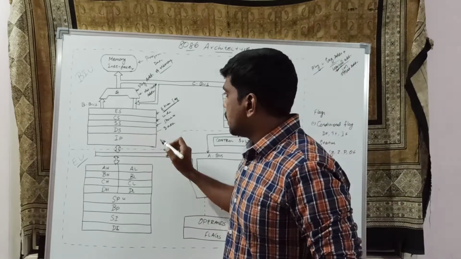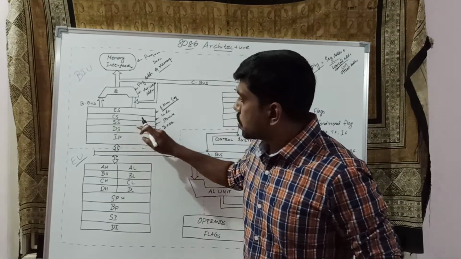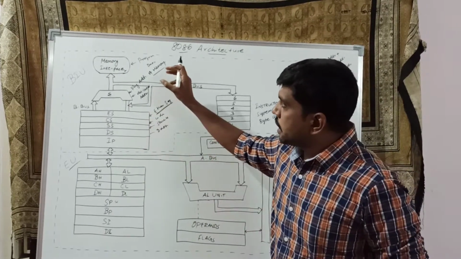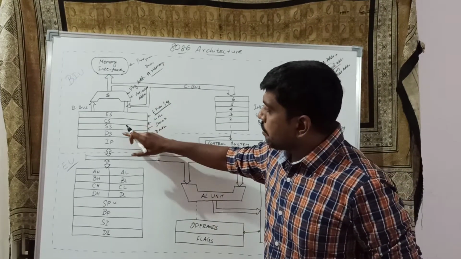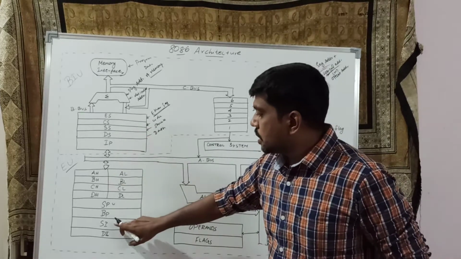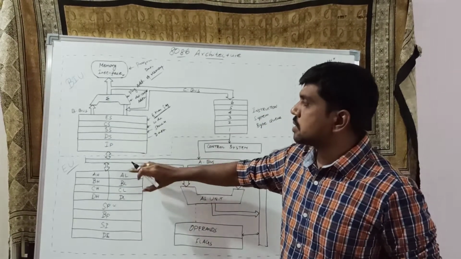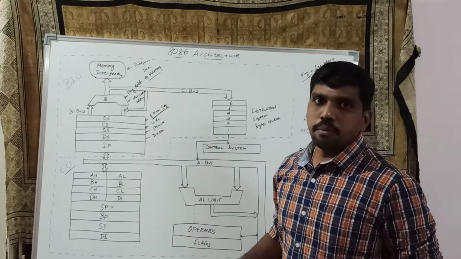Then the next one is the data segment. This segment is used to store the data values. Okay, suppose you want to access data from the main memory, you can combine the data segment plus the source and destination index registers. Along with these registers, you can convert to the 20 bit value.